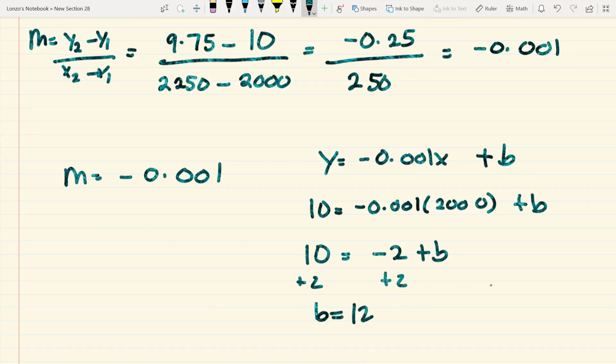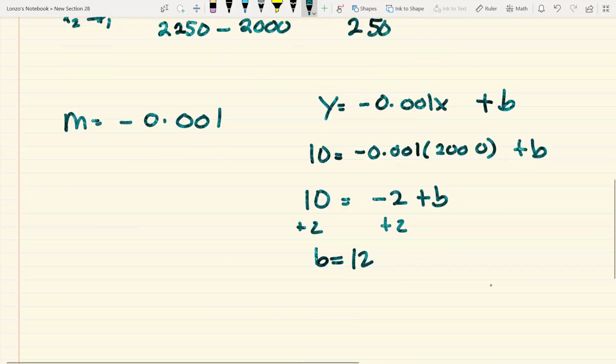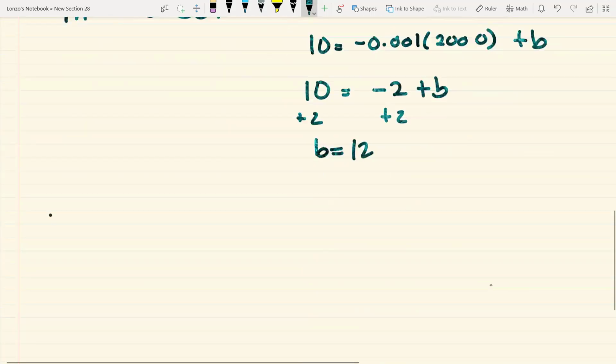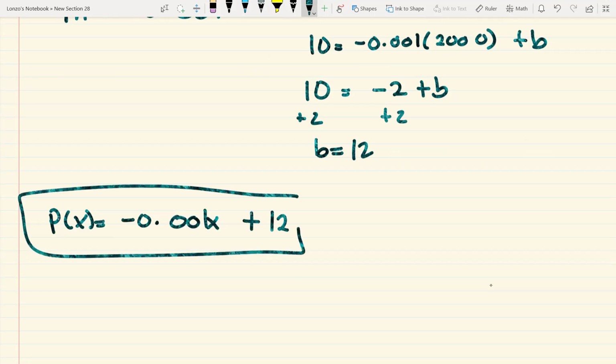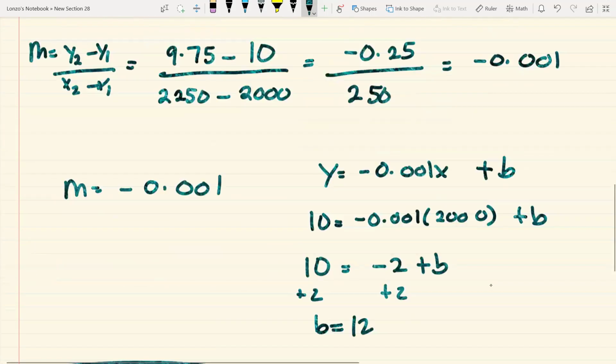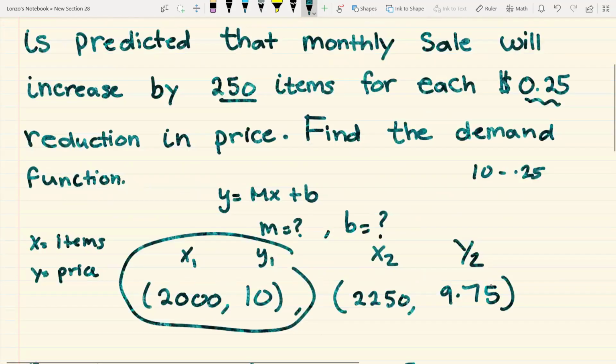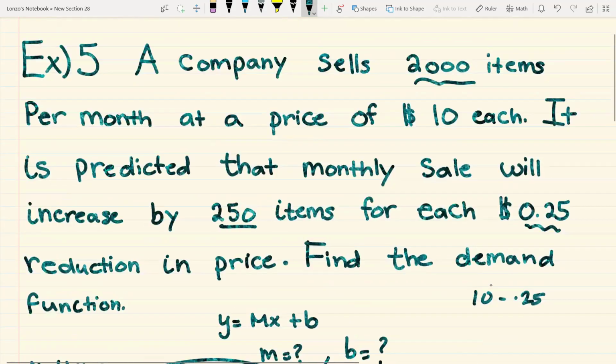Okay, so what is our demand function? We can't use y equals, it's going to be p(x), because p(x) stands for demand. It's going to be negative 0.001x, that's our slope, and our b is going to be positive 12. Okay, so that's all they're asking. They're asking for the demand function, and we are given two coordinates. Okay, so that wraps it up for this example.